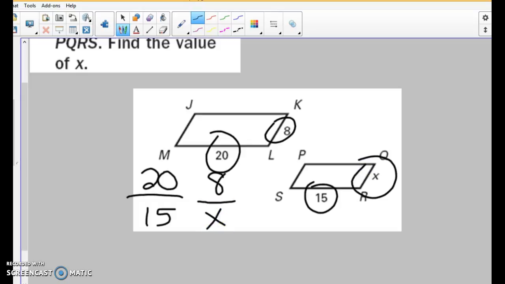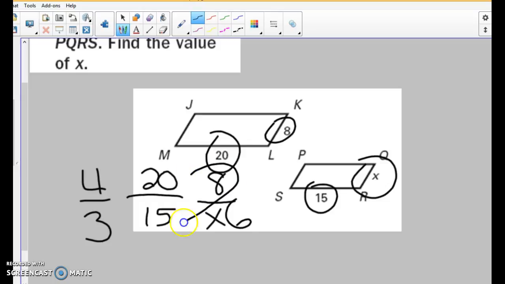Okay, here's one where 8 doesn't go into 20 very nice and even, but I could find out what proportion this would be. So 20 over 15 is the same as 4 over 3. Well, what would that be over here? What would I need to make the x to make it 4 over 3? Well, I would need to make this a 6. Then that would simplify to 4 over 3.